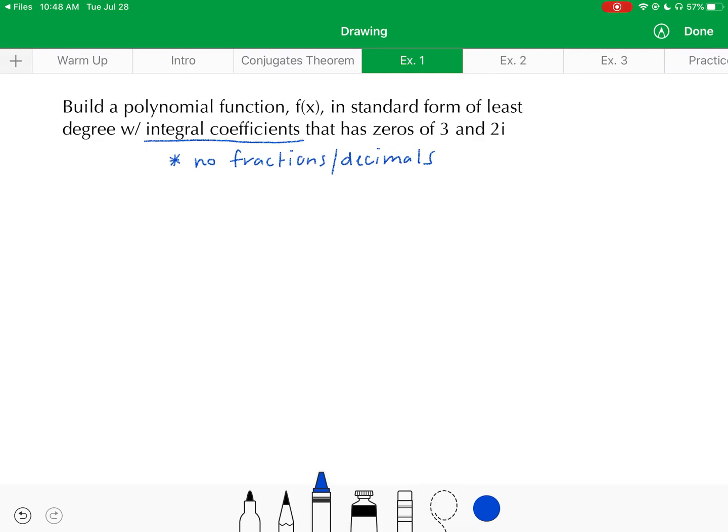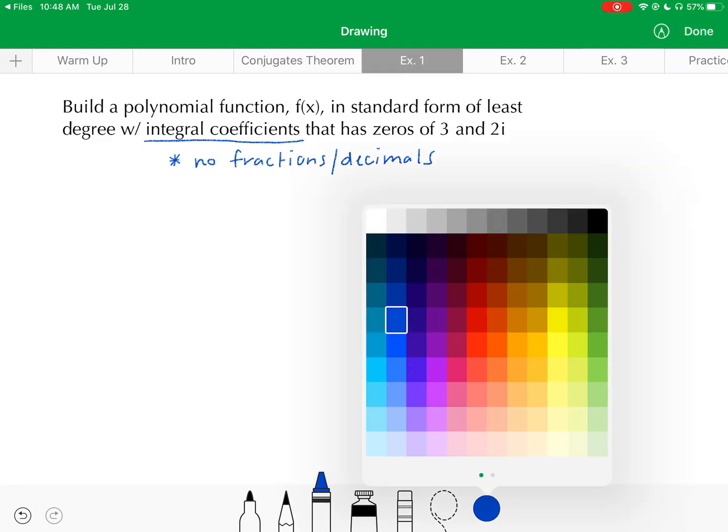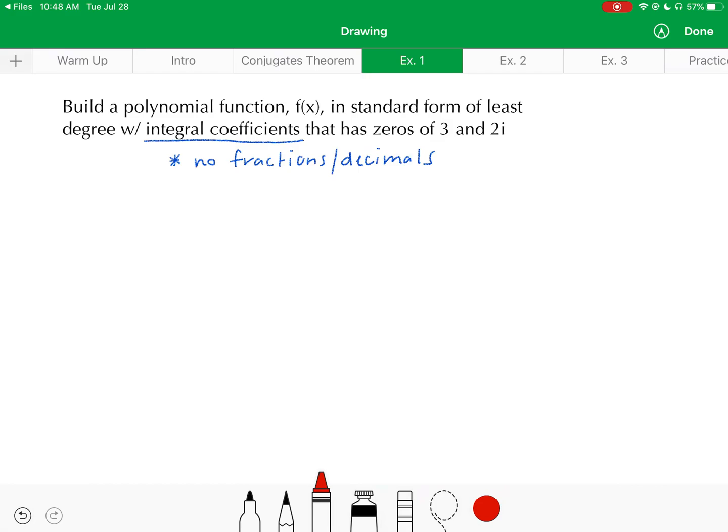First thing I'm noticing is that out of the two zeros that were given to me for this function, 2i is the only one where I can use the conjugates theorem. The number 3 is a rational number. Conjugates theorem doesn't apply to rational numbers, but 2i is imaginary, and I can use the conjugates theorem on that. So the first conclusion I'm going to draw is that the conjugate of 2i, which is negative 2i, is also a zero of the function f of x by the conjugates theorem.